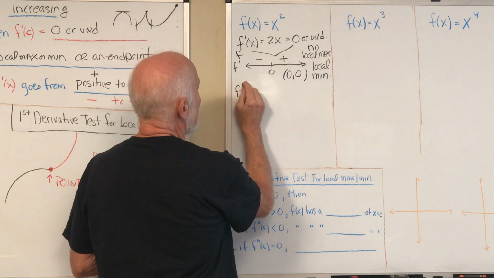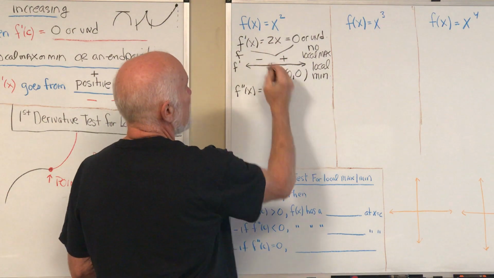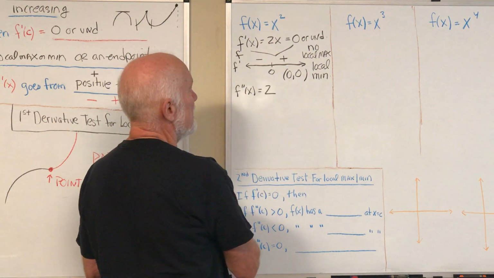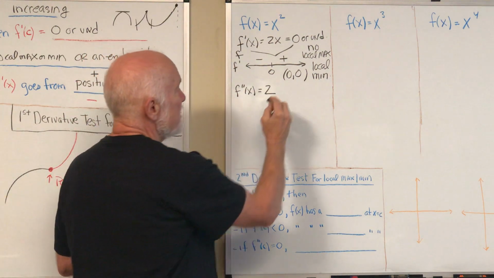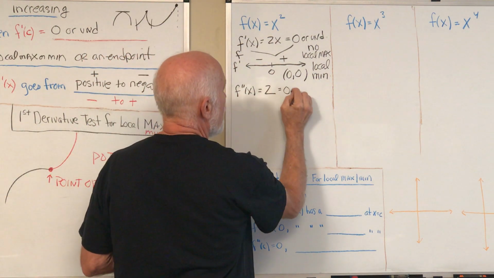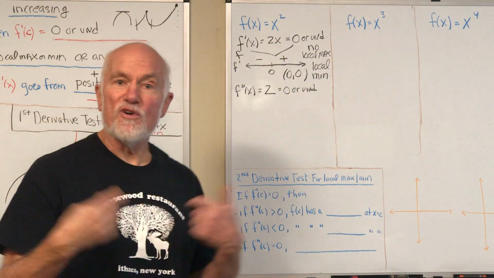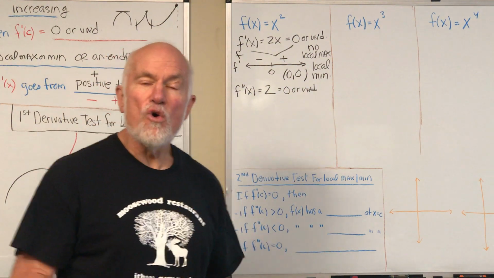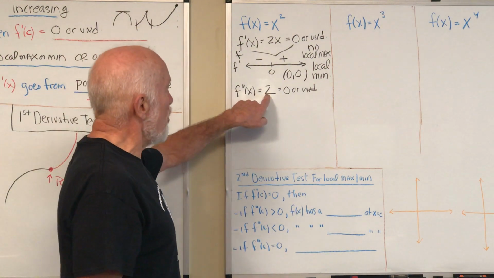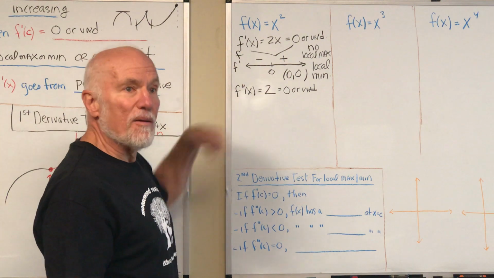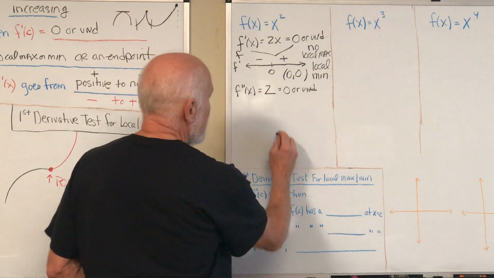Now let's go to the second derivative. What do we get? The derivative of 2x is 2. And to find possible points of inflection, we set that equal to 0 or undefined. Well, 2 is never going to equal 0, and it's never going to be undefined, so there's no possible points of inflection. What do we see? It's always concave up. So we know some things about this graph.